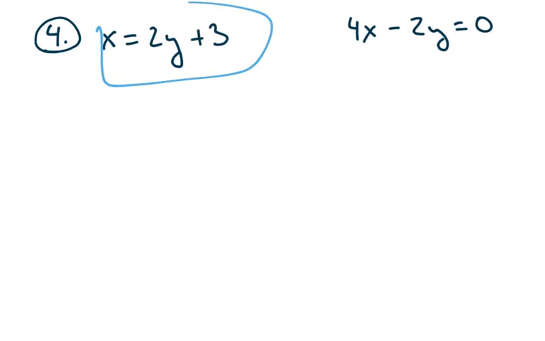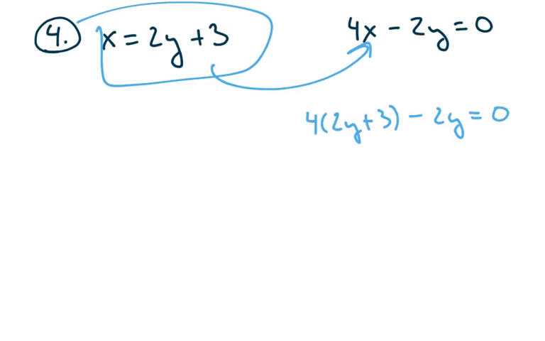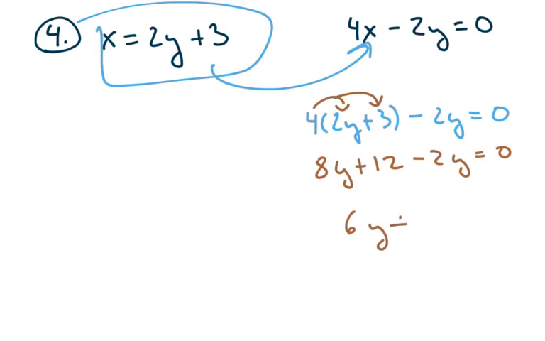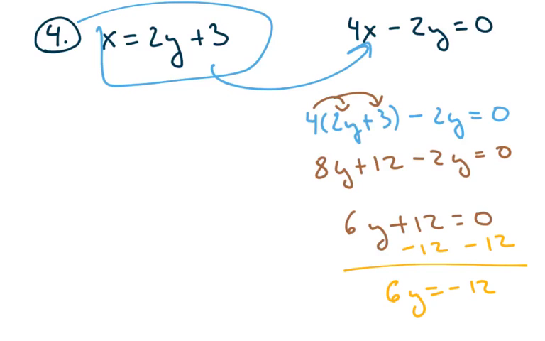So we're going to take this value of x and substitute it in here. We're going to get 4 times (2y plus 3) minus 2y equals 0. Same thing we've been doing, distribute. 8y plus 12 minus 2y equals 0. This will give me 6y plus 12 equals 0. Move the 12 to the other side, so 6y is negative 12. Finish it off by dividing by 6.